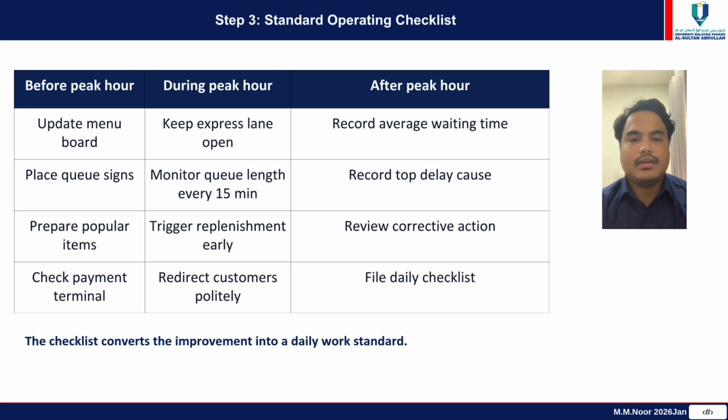Step 3. Standard operating checklist. The checklist turns the improvement into a daily work routine. Before peak hour, staff update the menu board, place queue signs, and prepare popular items. During peak hour, they monitor the queue and keep the express lane open. After peak hour, they record the waiting time and review the top delay cause.